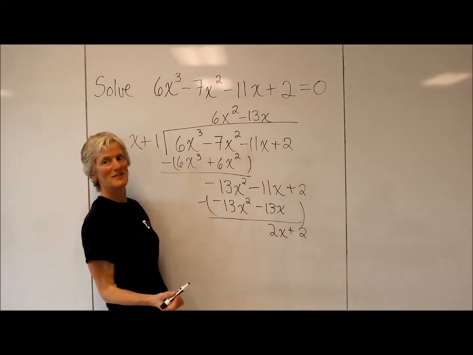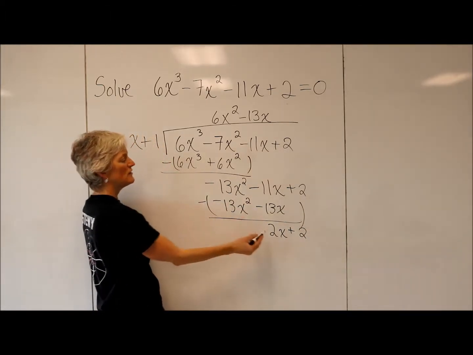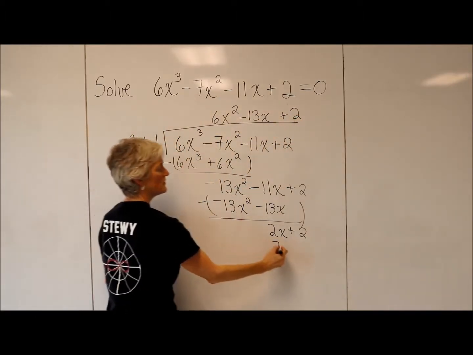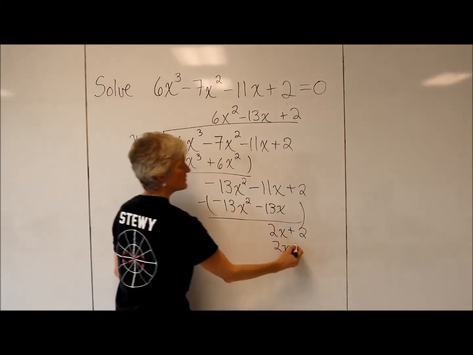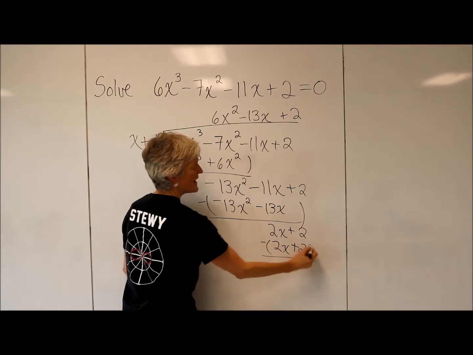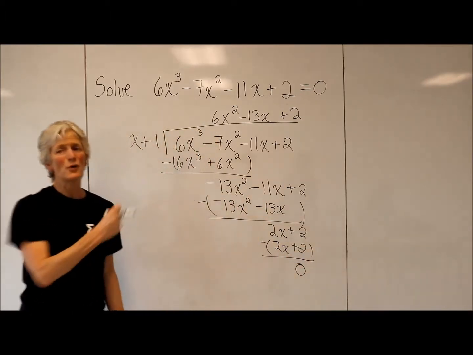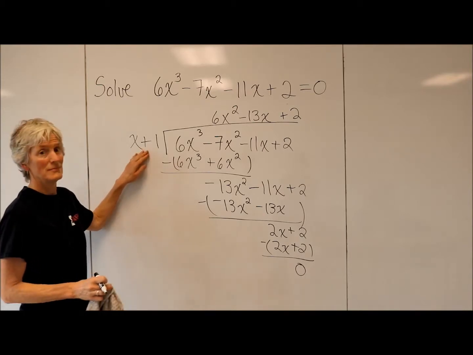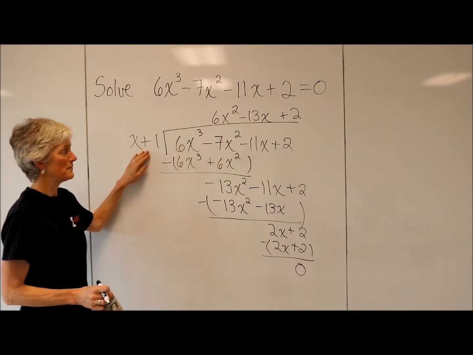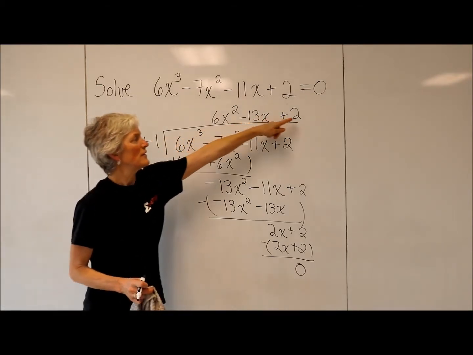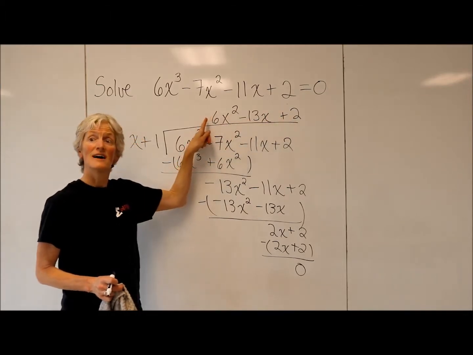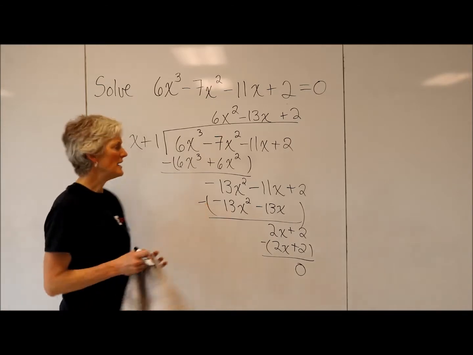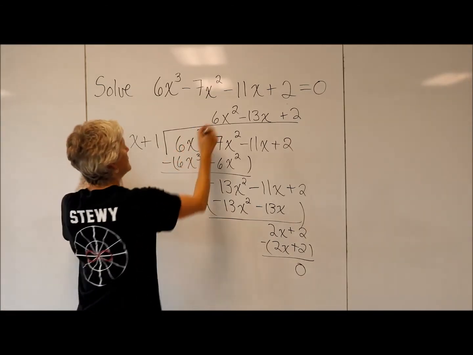Ooh, I'm feeling good about this. x times what is 2x? Plus 2. 2 times x is 2x. 2 times 1 is plus 2. And I subtract. And I get a remainder of 0, which, of course, I needed to get a remainder of 0, because I'm thinking that's a factor. Look what I just found. That's a second factor of this polynomial. All right, so let's keep that.